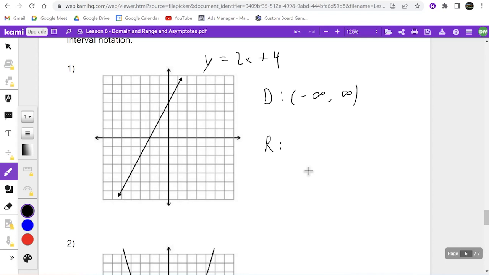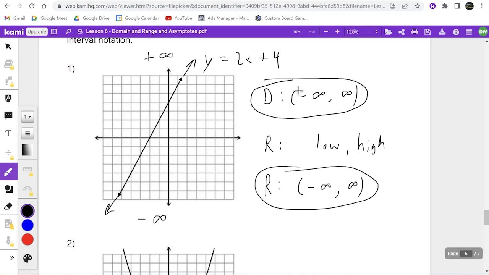Now the easiest way, again, I can describe range is the low point to the high point. If I ask you what's the low point, it's not the lowest point on the graph, because remember, the arrow goes on forever. The lowest point is negative infinity. And similarly, the highest point is positive infinity. So in other words, my range is negative infinity, comma, positive infinity as well. So there's my domain, there's my range. Any questions on that first one?